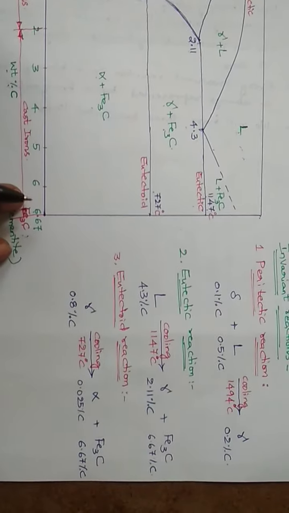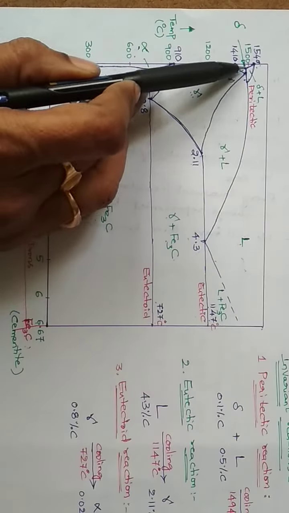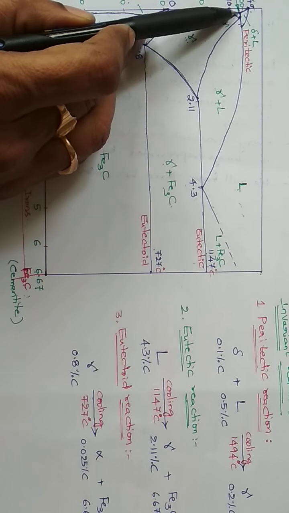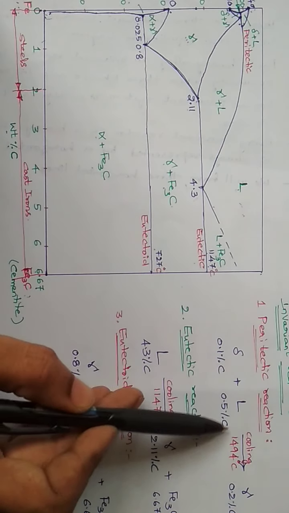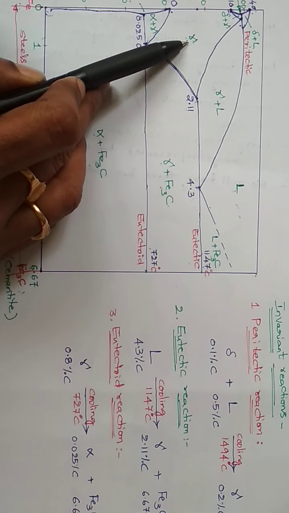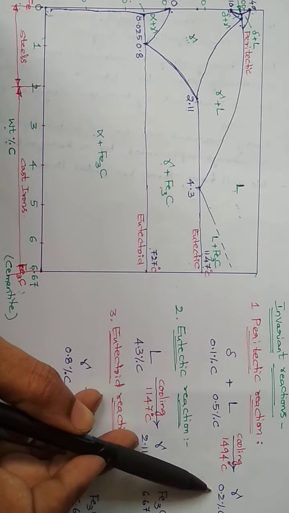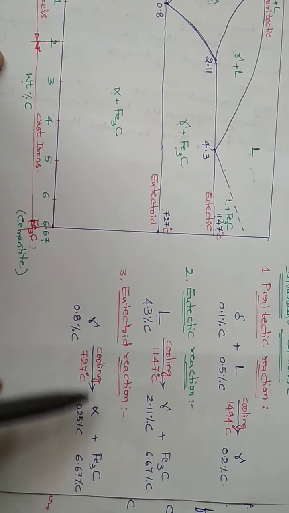Okay, and then we have seen the invariant reactions. At 1494, we have delta plus liquid: delta containing 0.1% carbon plus liquid containing 0.5% carbon, on cooling at 1494, transforms to gamma, and gamma contains 0.2% carbon. Okay, so you can see in all these equations we have three phases.